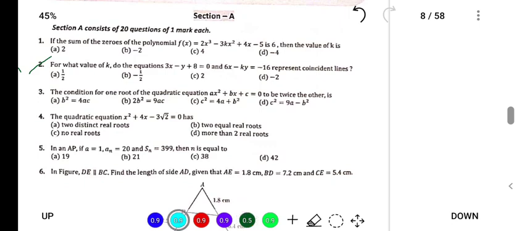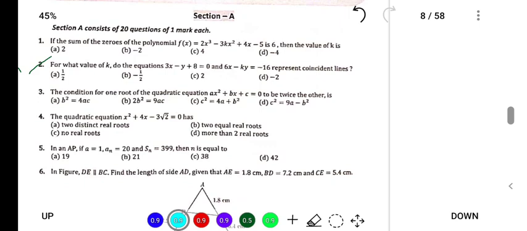Number 2 is: for what value of k do the equations 3x minus y plus 8 is equal to 0 and 6x minus ky minus 16 is equal to 0 represent coincident lines? So three formulas are there.